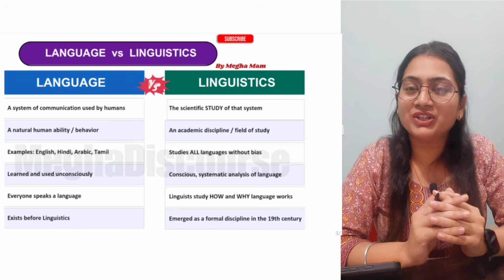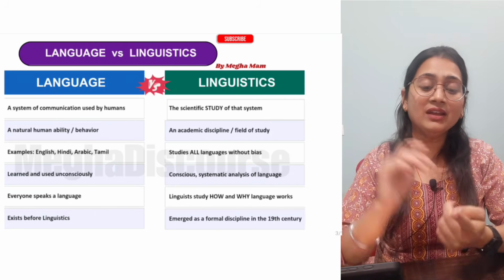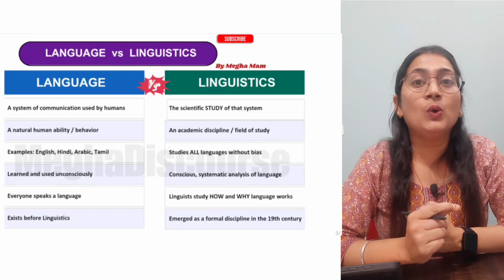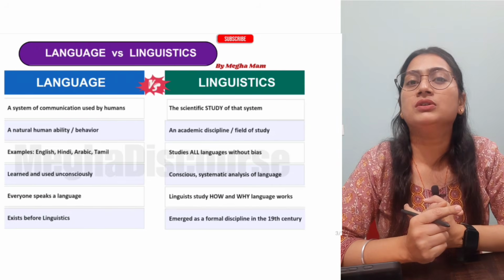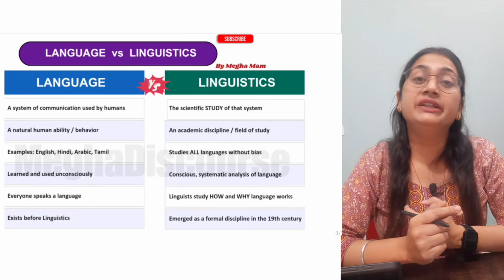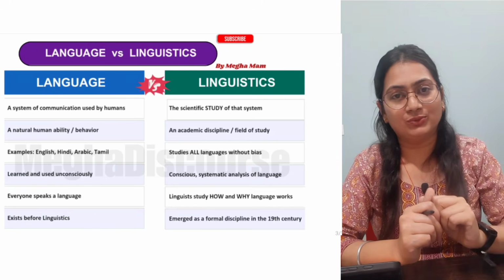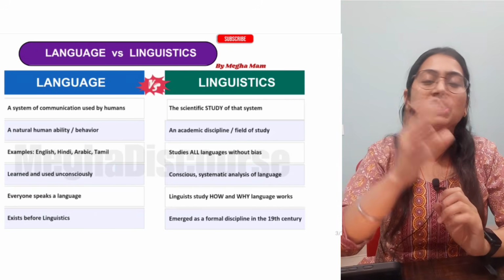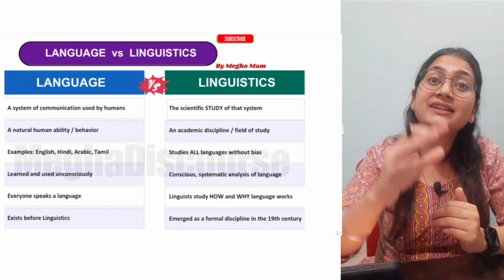We have solved a question in our first class that language comes from onomatopoeic words like hiss, buzz, sounds. People before the origination of language used natural words, they imitated nature, they imitated animal sounds. Okay, so that's why language comes first. Linguistics comes in the 19th century.